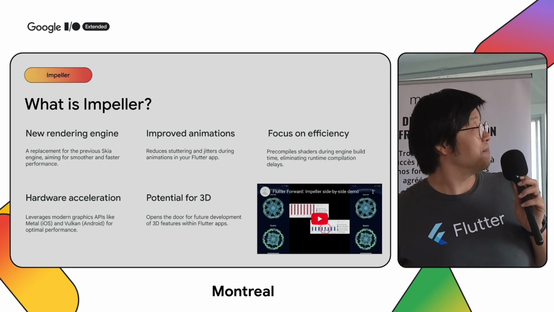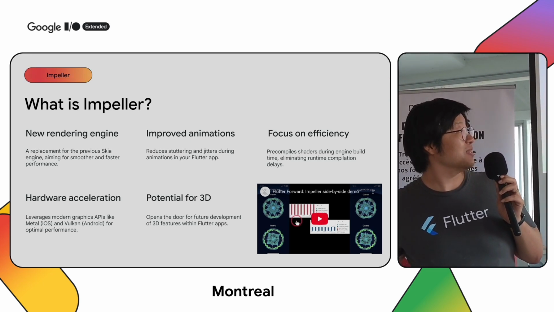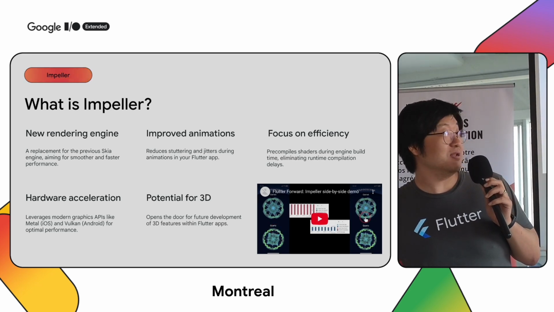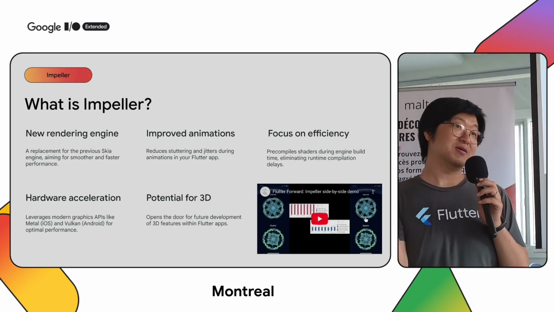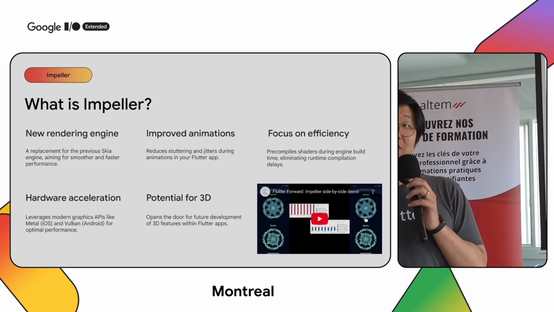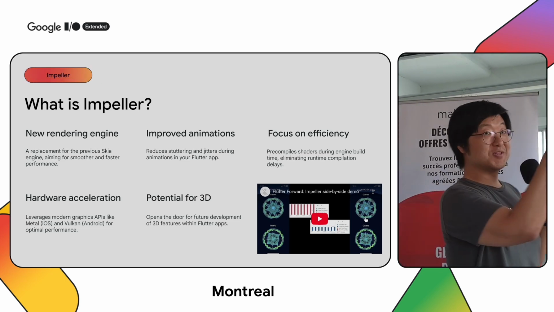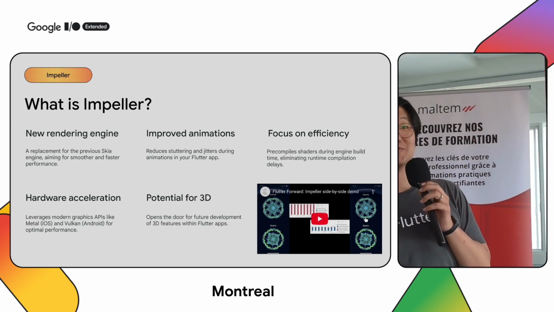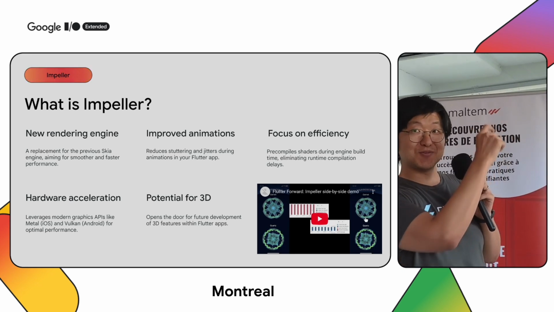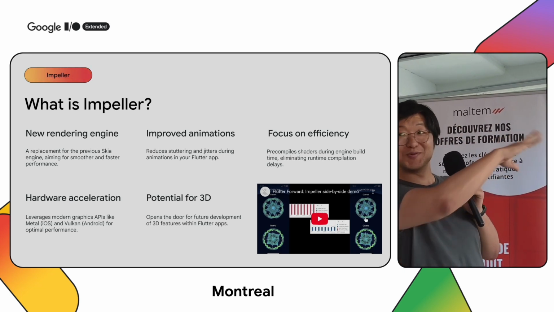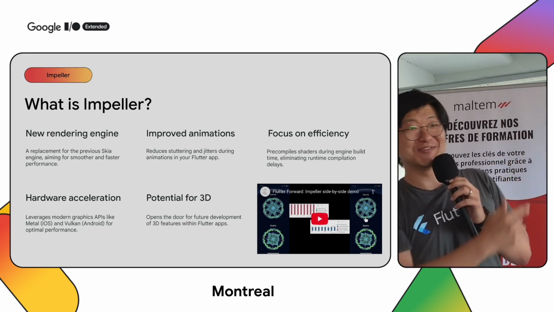I don't think I'm going to play this one, but it's a side-by-side demo. The left side is Skia, and the right side is Impeller. Impeller consistently stays at a 60 frame rate, and the other one drops and then goes up. It's just a circle rolling, showing that the left side is stuttering and the right side is smooth. But I don't think you can actually see it on this screen, so that's why I'm skipping it.